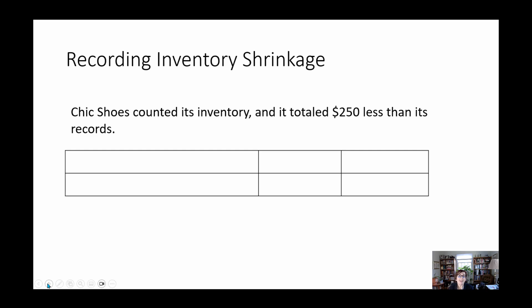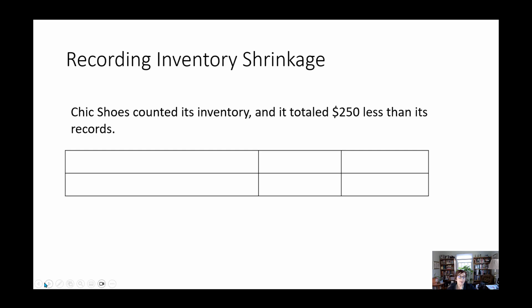You go around and they count all the inventory and they add it all up. And then sometimes there's a difference because, of course, it's never going to be perfect. It could be people made mistakes. It could be inventory was stolen. It could be inventory was damaged and people forgot to record it. So let's say that Chic Shoes counts its inventory and it finds out that they have $250 less than what the records are showing. So they have $250 of shrinkage.